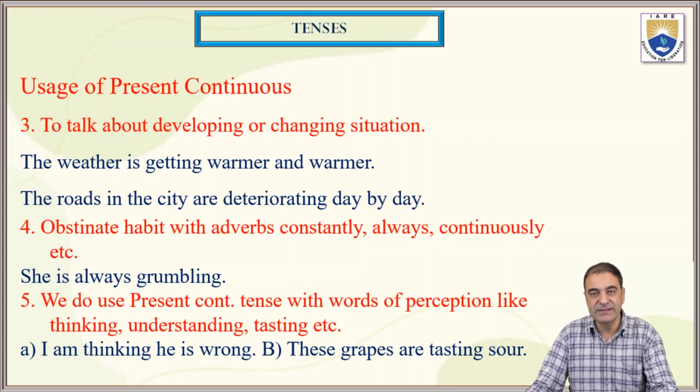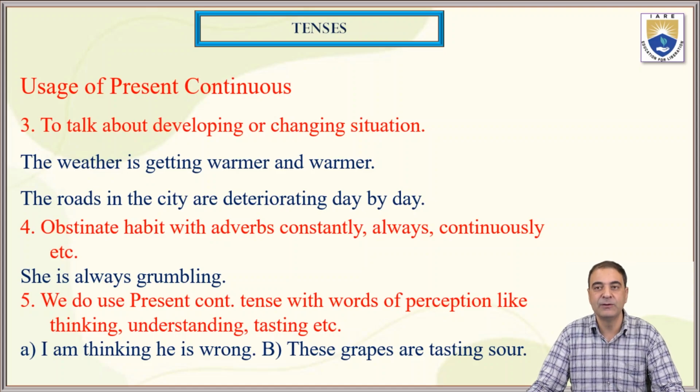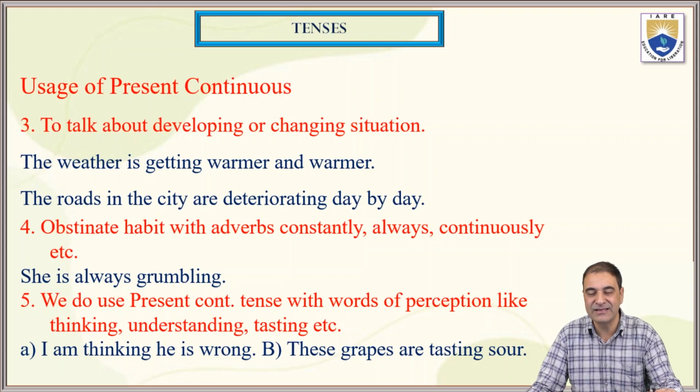And here again, we use this present continuous to talk about developing or changing actions, like the weather is getting warmer and warmer. In other words, to make it more simple, we use this present continuous tense to express any change. For example, in the first sentence, I'm expressing a change that occurs in weather, like the weather is getting warmer and warmer. And the next one, the roads in the city are deteriorating day by day. Again, it's a change that occurs in roads.